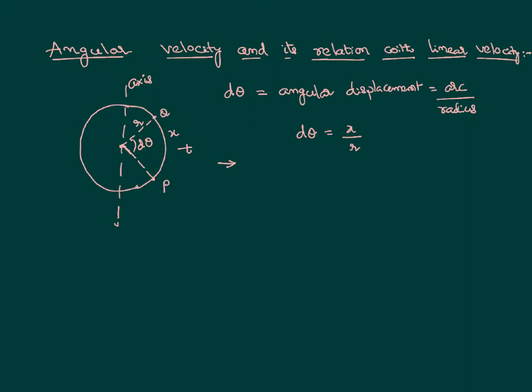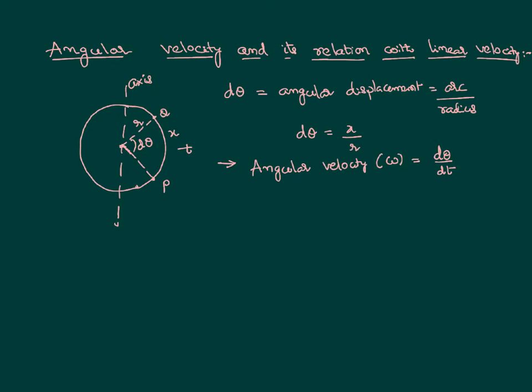Similarly, we shall have a velocity physical quantity in terms of rotational motion. This velocity physical quantity is called angular velocity, generally shown with a Greek letter omega. It is defined as rate of change of angular displacement. It is similar to the definition of velocity. In translatory motion, velocity is defined as rate of change of displacement. In rotational motion, angular velocity is defined as rate of change of angular displacement.